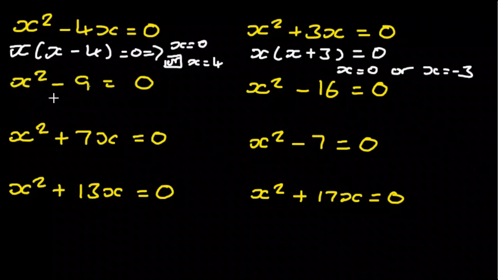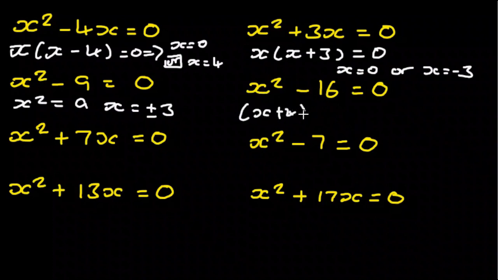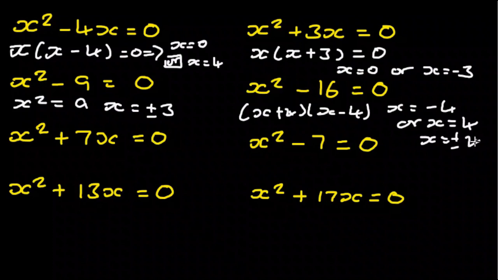We either factor this, but I'm just going to add 9 to both sides. So x squared equal to 9, and then take square root, so we get x equal to plus or minus 3. And then here I'll do the other method. If we factor this, we get x plus 4, x minus 4, so difference of two squares, and that gives us x equals negative 4 or x equals 4. Okay? And that's the same as writing x equals plus or minus 4.